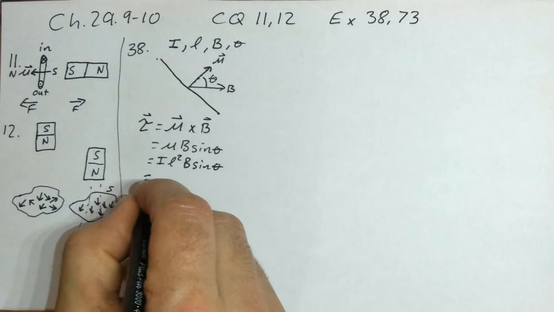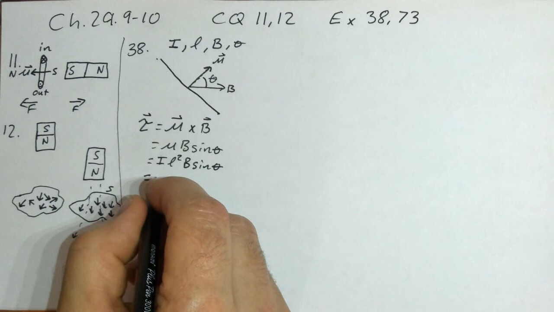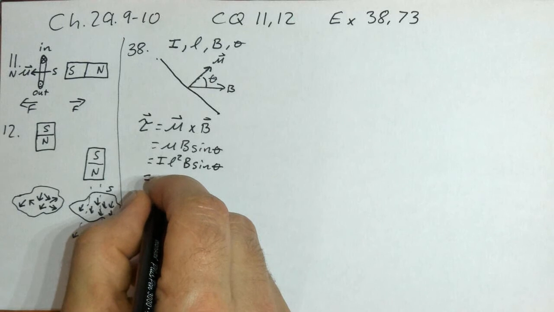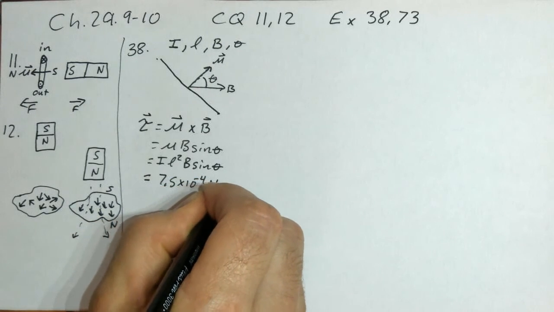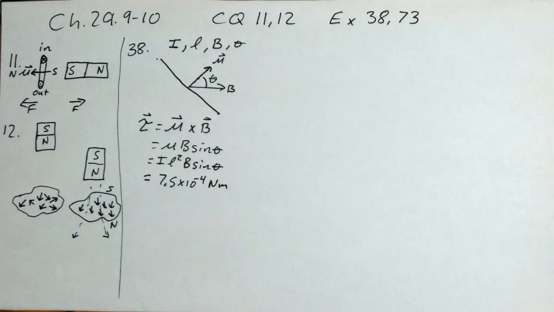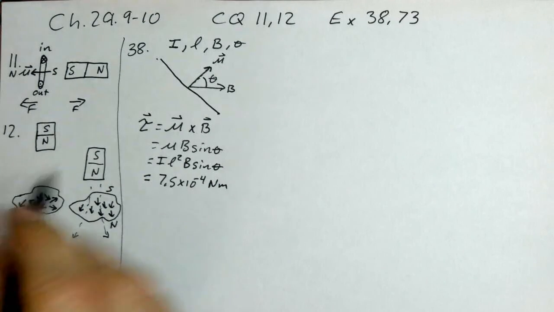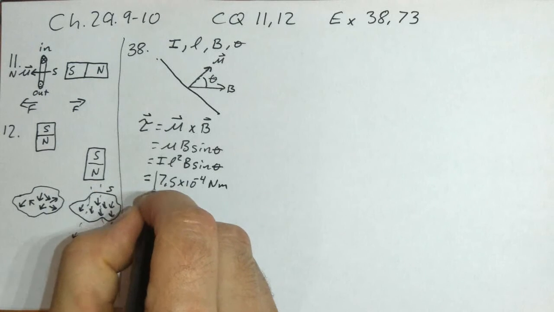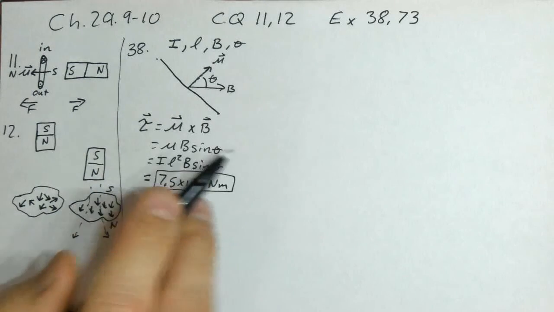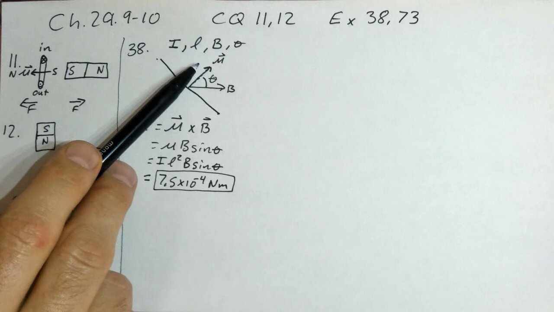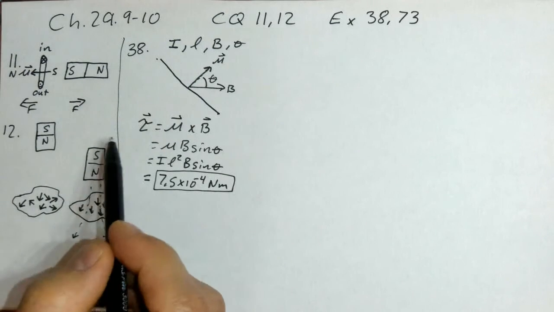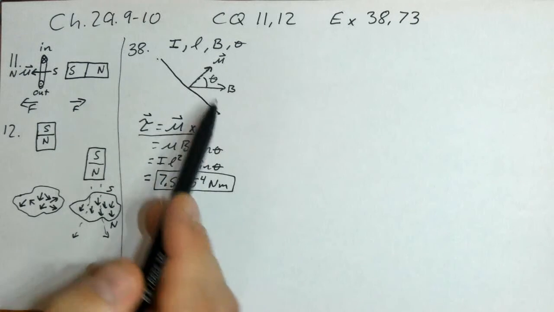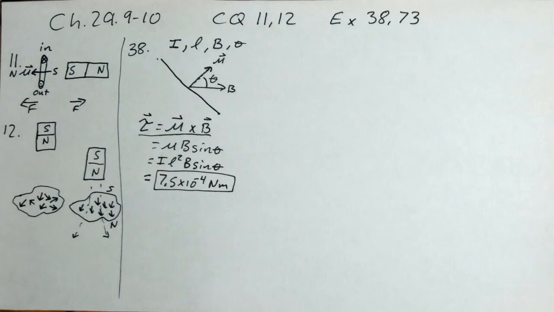Okay, so plugging in all our numbers, we're going to find the torque is going to be equal to 7.5 times 10 to the negative 4 Newton meters. That's the correct unit for torque. Okay, so that'll be our answer. Again, the important thing is recognizing what is mu, how does it relate to B, and what is the angle between them. So this is our fundamental relationship, and then we have to recognize what the values mean physically.